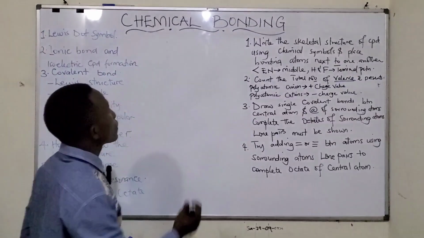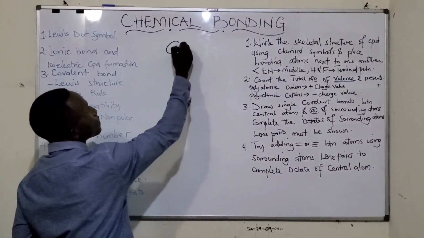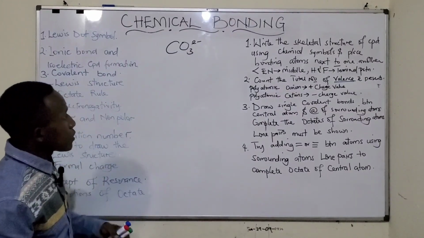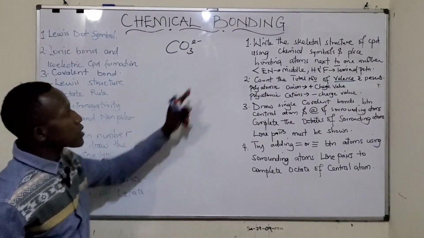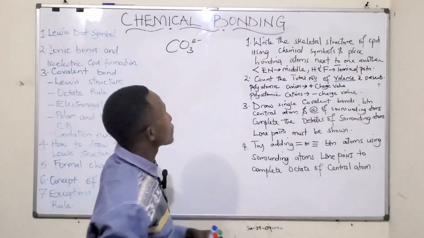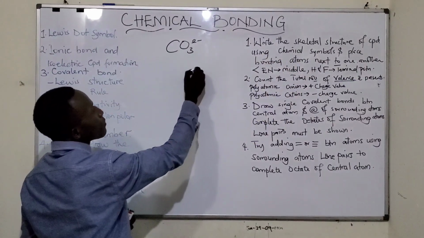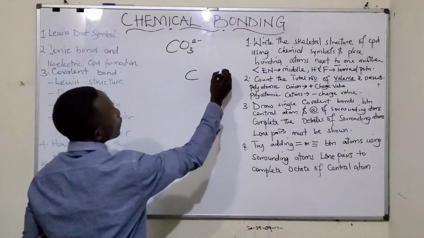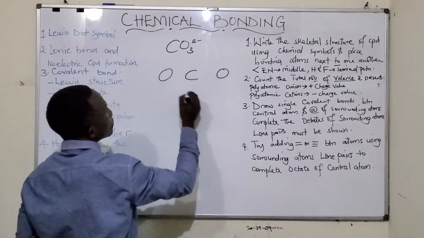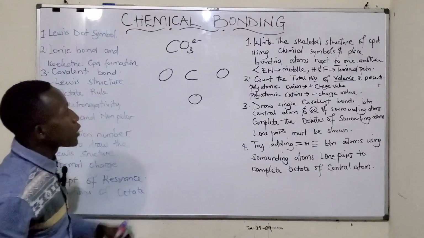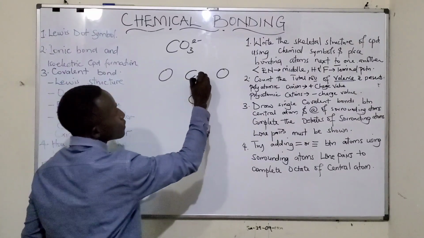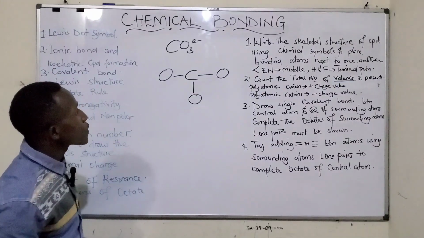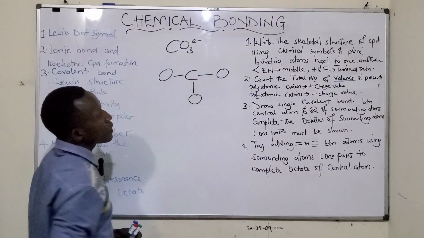Another example, we can have carbonate. First step, we said that we write the skeleton. So carbon will be in the middle because it is less electronegative. Then oxygen, we have 3 of them. Then we draw the bonds. After drawing the bonds, we complete the octets.